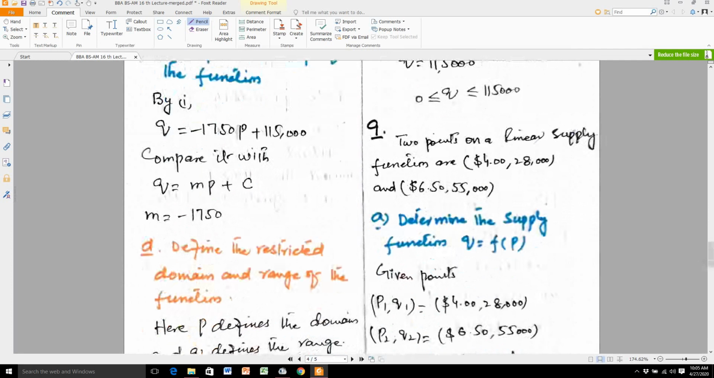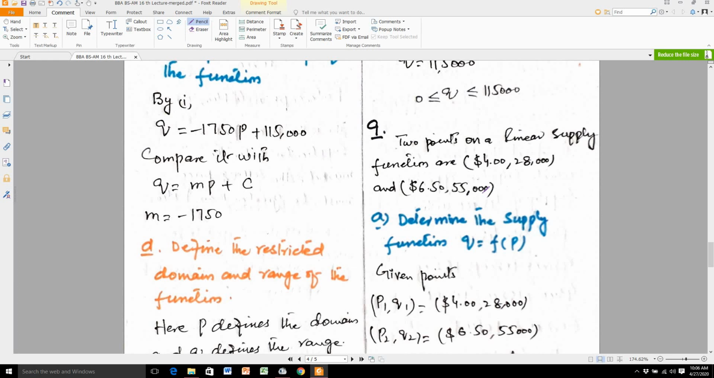Here, two points on a linear supply function are: at $4, the value is 28,000, and at $6.50, the value is 55,000. Now, if you see these two points, what kind of function is it? You see here, when the price is 4, its requirement is 28,000, and when the price goes up by 2.50 dollars, the requirement becomes 55,000.